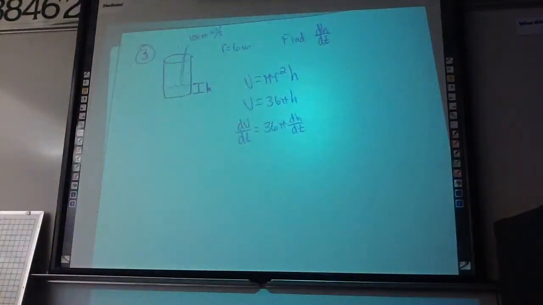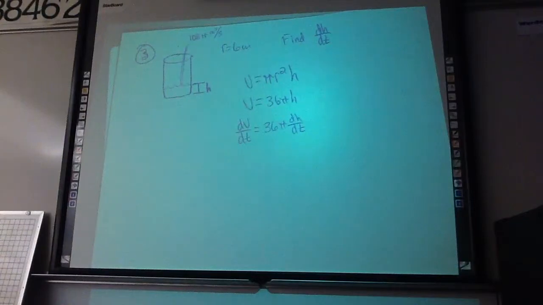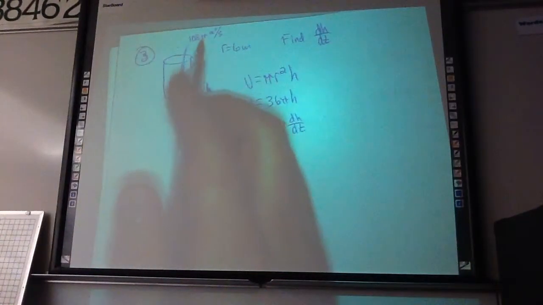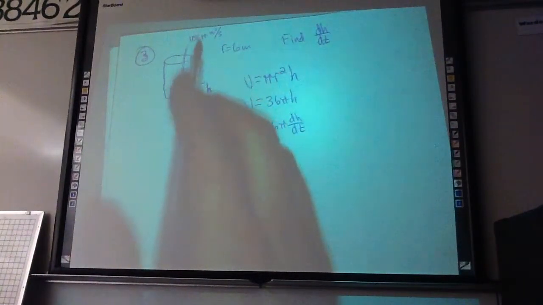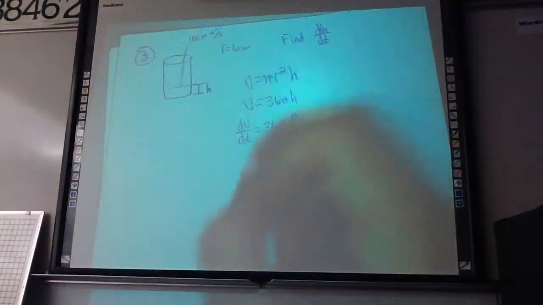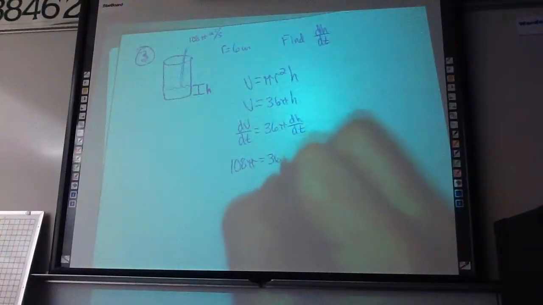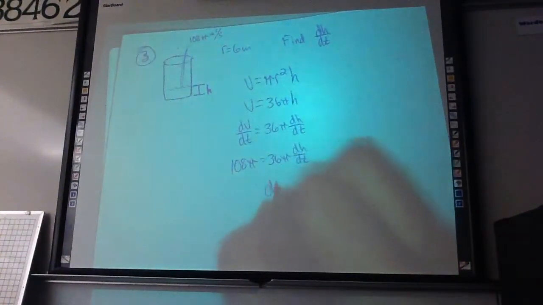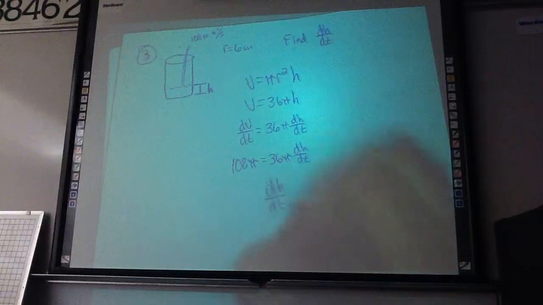We know everything we need to know. What's dV/dt? They told us 108 pi. It was filling at a rate of 108 pi cubic meters per second. That's the change in the volume over time. So it's 108 pi equals 36 pi dh/dt. Do a little division. And what is that, like 6? No, 3.